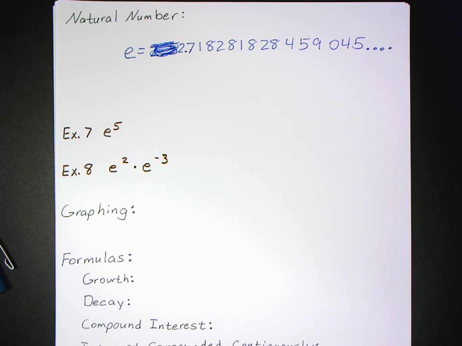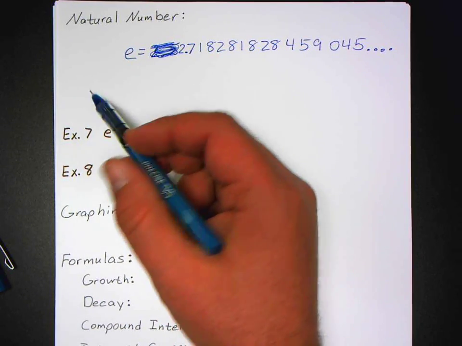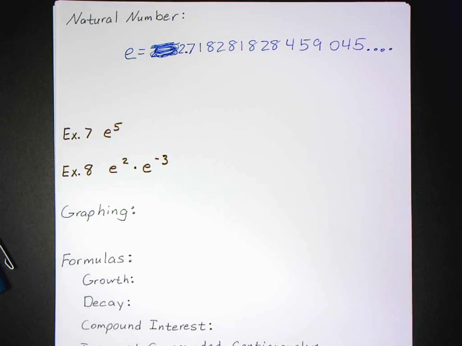It's a number like pi. It's called the natural number. It's called the natural number because it shows up in nature a lot. It does. It actually shows up in nature a lot. Don't make me show you a video. Okay. So we're going to use it, but it's just a number. e is just like the symbol pi. It just represents a number.